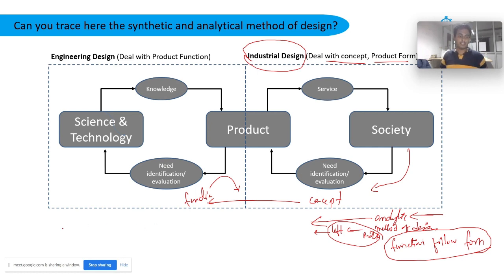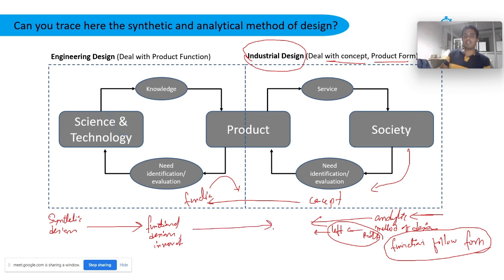The other part is the synthetic part, where, because there is a technological leap, you come up with the functional design first, the product functional design or innovation happens first, and then you try to come up with the form or the concept. This is what is also called form follows function. Am I clear?